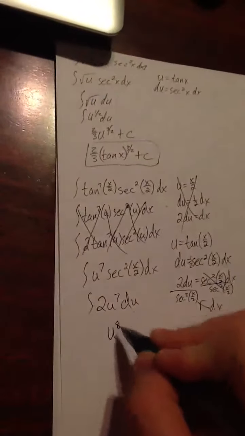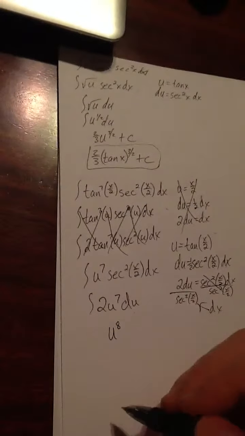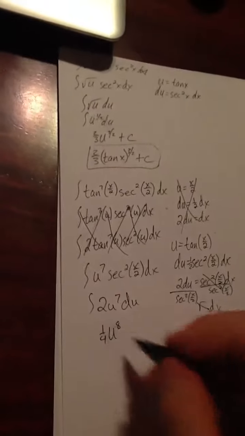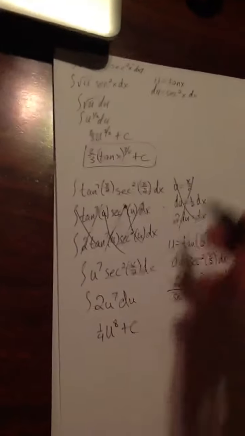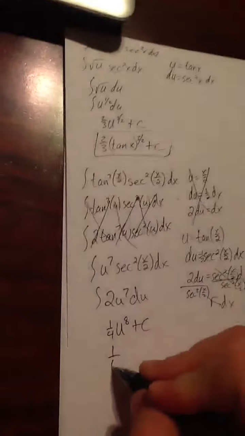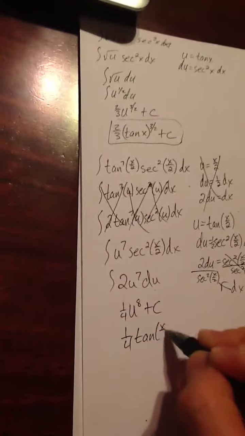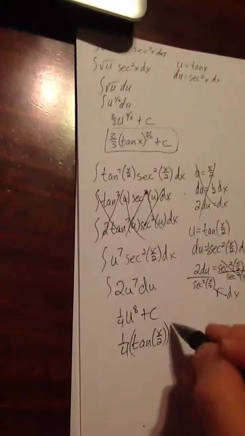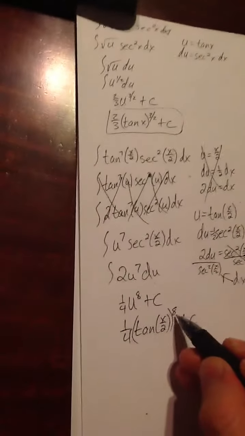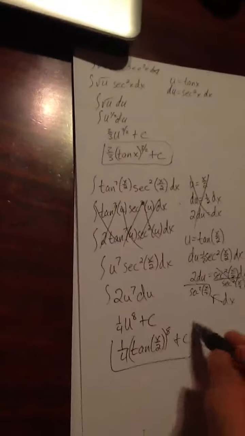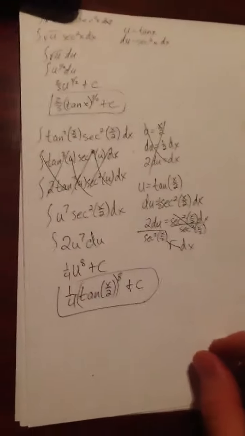Do the antiderivative of that, so that would be what? U to the 8th. 8 times what gives me 2? 1/4, plus c, and then plug your u back in. So it would be 1/4 times the tangent of x over 2 to the 8th plus c. And you can write that 8th power right there, or tangent to the 8th, it doesn't matter. So when you first look at them, it's horrible. I agree.